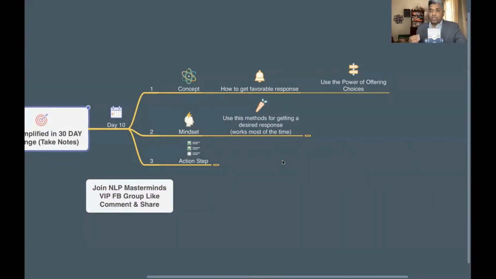Now it is a scientifically proven method. However, nothing is fail-proof. Nothing works 100% of the time. So there is always a chance of 10 to 20% that it fails, but this works 80% of the time.